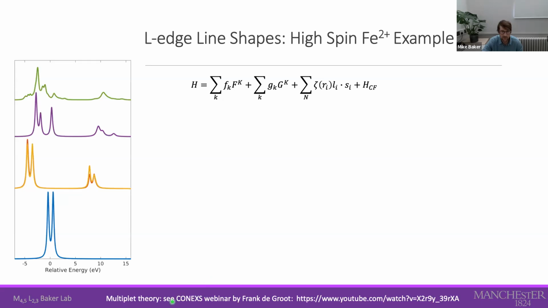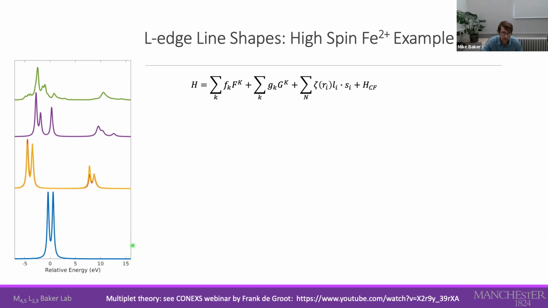So I will just go over this in one slide, but this part of the talk overlaps with Frank de Groot's webinar, which can also be found on YouTube. So let's just step through how we end up with such a complex spectrum shape, for instance, for high spin iron 2+. So that's 3d6.